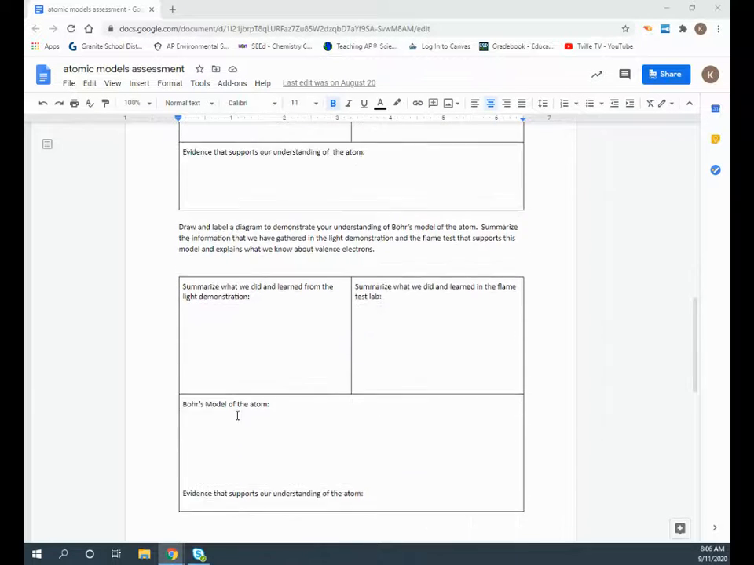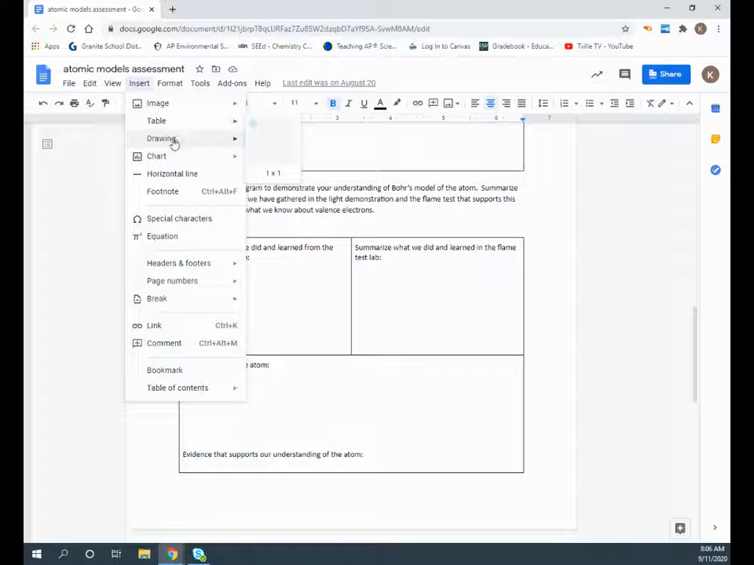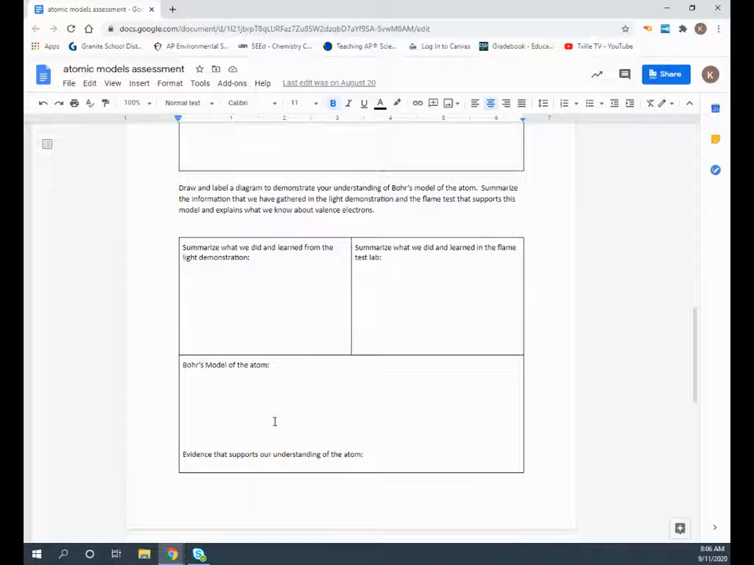And then in this space right here, you are going to draw or insert using Google Drawings a picture of Bohr's model of the atom. Okay, you can do that by clicking this insert button and clicking on drawing and then new. That's how you can create a drawing here in Google Docs. If you would prefer to print out this assessment and take a picture, that's also an acceptable way to draw Bohr's model of the atom.